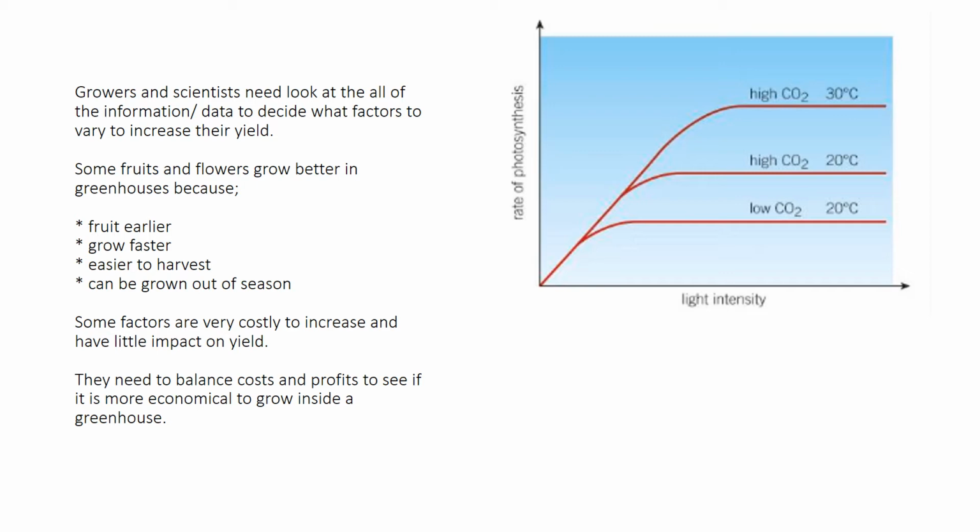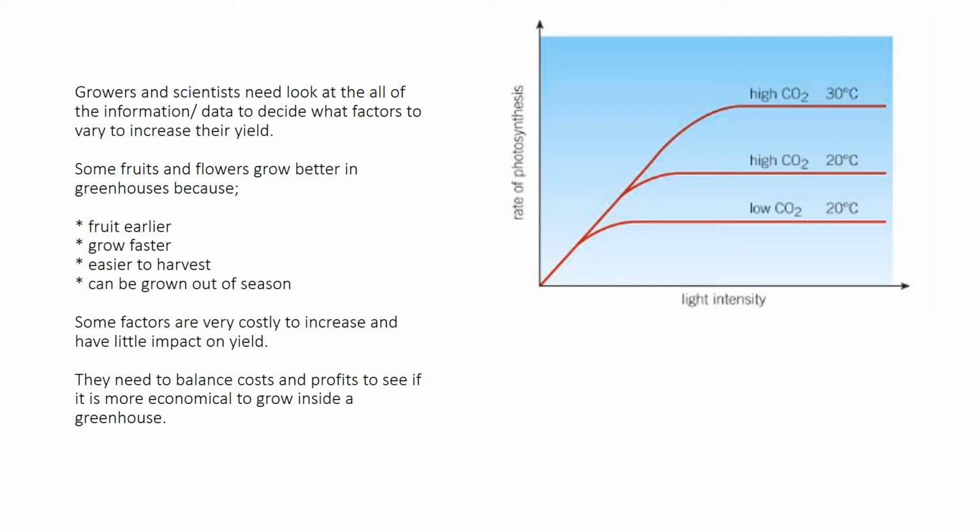So some factors are really costly to increase. So if I've got my greenhouse and I'm having to provide loads and loads of heating, that would be expensive. Okay, and actually it might not have a huge amount of impact on the yield of what I'm trying to produce. So we've got to balance the costs of putting that mechanism in place and the increase in profit. So if it's going to cost you 500 quid to heat your greenhouse by 10 more degrees, but you're only going to get £100 worth more profit, then it's uneconomical. So this idea of tying yield to economy is really important.